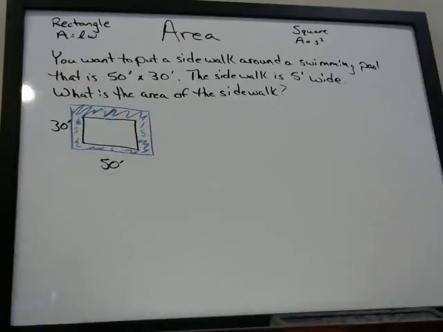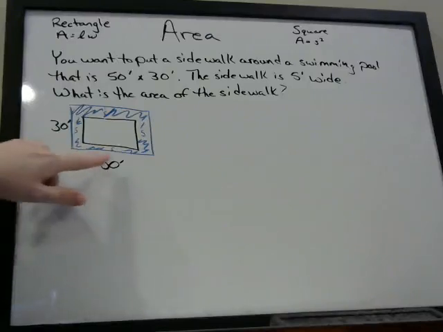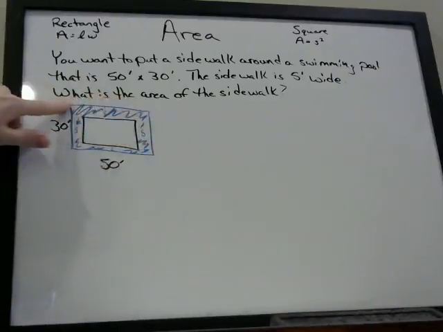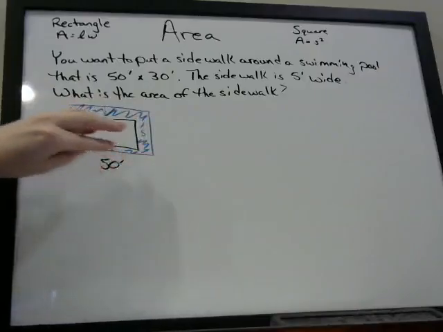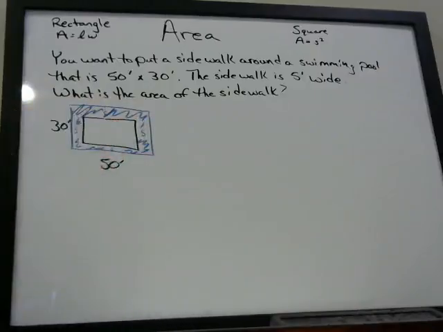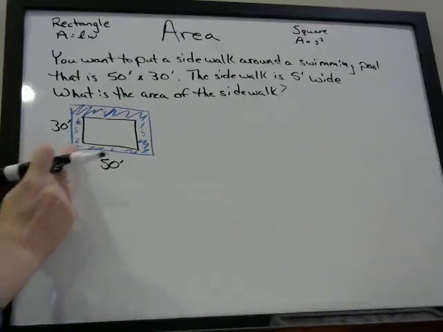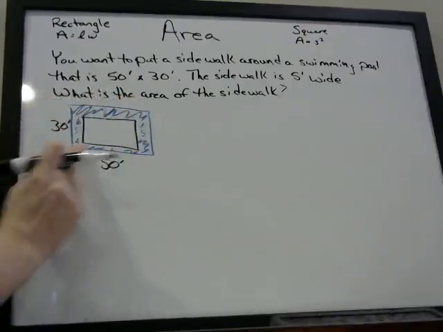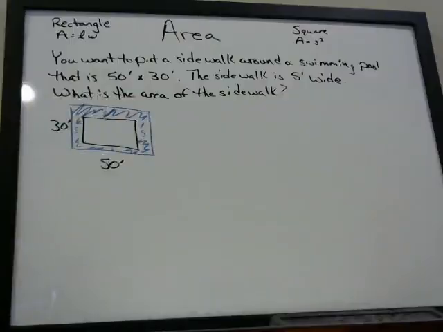So what we're going to do is find the area of this whole rectangle, the bigger rectangle, and then subtract out the area of the pool. That's one way to do it. So how do we figure out what the area of this larger blue rectangle is?